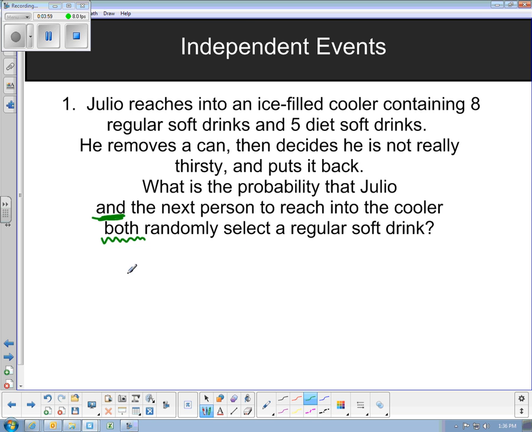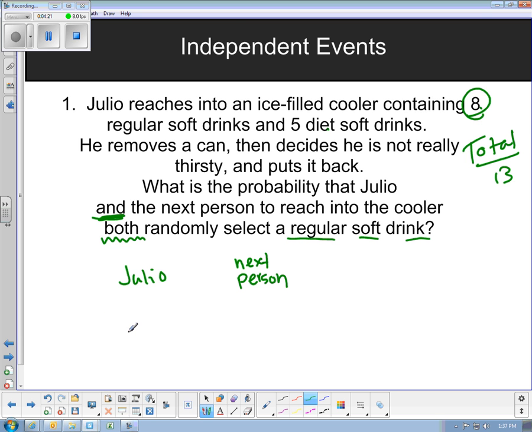Now, what I need to consider is here's Julio, here's the next person. What are their probabilities, and what do I want to do with them? So picking a regular soft drink, that's what we want. We have to figure out how many regulars there are. There's 8, and how many total. The total soft drinks are 8 plus 5, which is 13. So for Julio to pick a regular soft drink is 8 out of 13. Well, he decides he's not thirsty, puts it back. So then the next person picking a regular soft drink would be 8 out of 13. And since I want them both to occur, that tells me I need to multiply my probabilities. So I'm going to multiply those together.